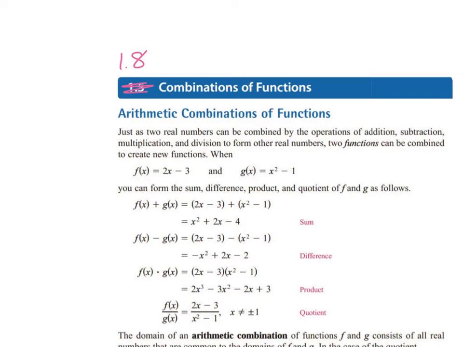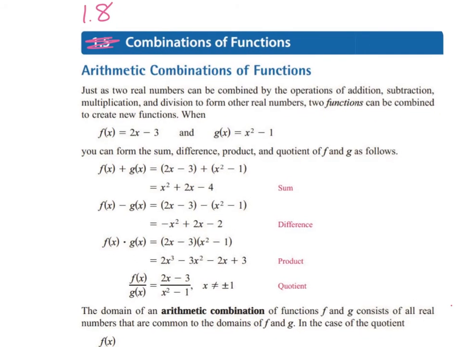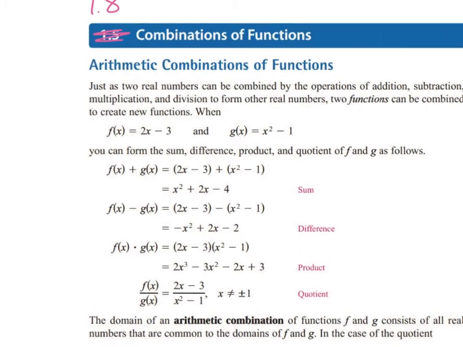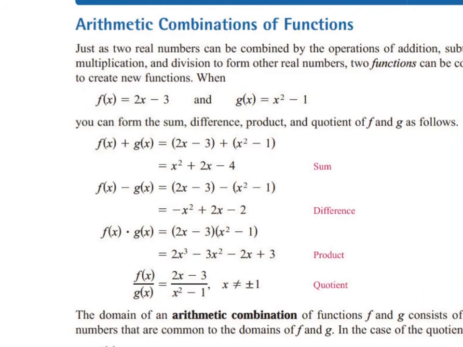So when we have a function f of x and g of x, you can form the sum, difference, product, and quotient of f and g as follows. So when taking the sum, all we do is add our two functions together. When taking the difference, we just subtract our two functions, but we have to be careful. If we have a binomial in our second one, we just have to make sure that this negative sign gets distributed to both things in our parentheses.